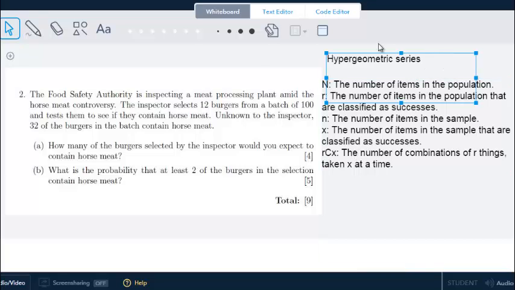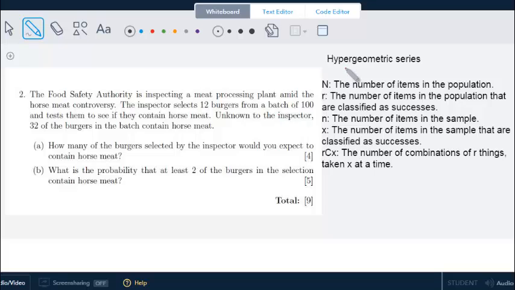Now moving on to the second problem. The Food Safety Authority is inspecting a meat processing plant amid the horse meat controversy. The inspector selects 12 burgers from a batch of 100. Okay, the batch actually is of 100. We are selecting only 12, and testing if they contain horse meat. Unknown to the inspector, 32 of the burgers in the batch contain horse meat.